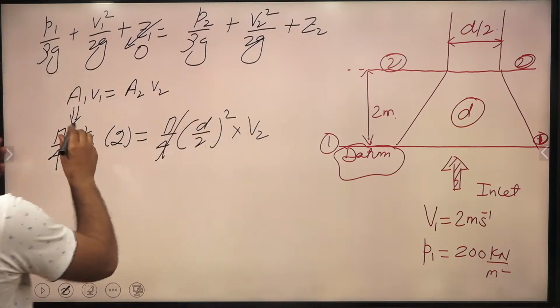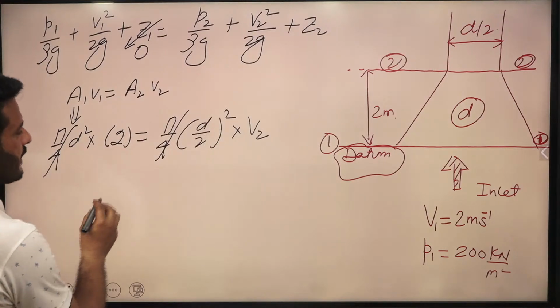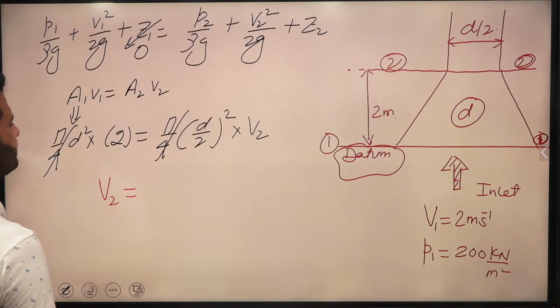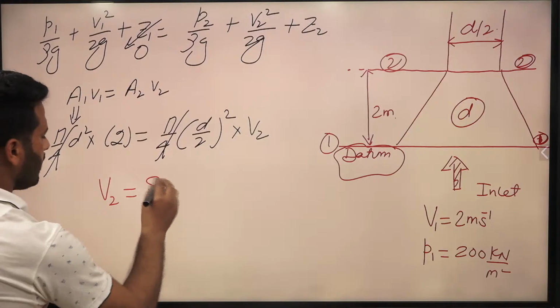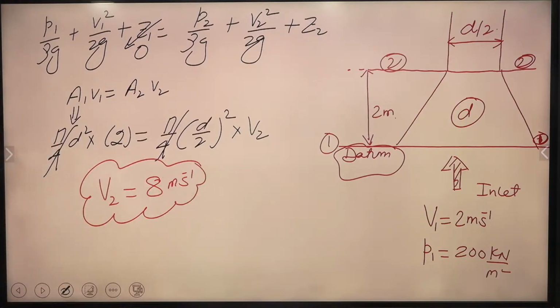So pi by 4 will cancel out. D square will also cancel out. So have a look, V2 is coming to be 4 to the 8. Is it okay or not? 8 meter per second, this we are getting here. Velocity is 8 meter per second that we got here.